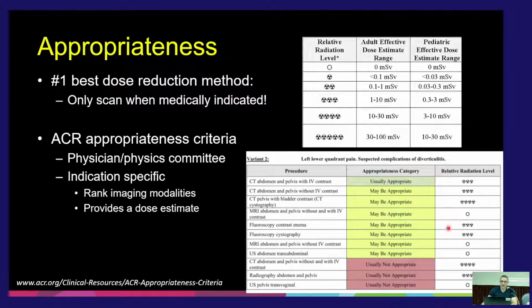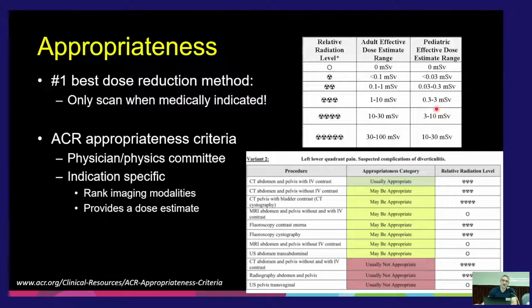And the second thing it will provide is a rough estimate of how much radiation dose this particular procedure would cost the patient. So I sat on this committee for quite a few years, and it was interesting because it took a lot of effort to figure out what we would call low, medium, or high dose. And so you see here, there's just symbols. So in this case, a CT abdomen pelvis with IV contrast was given 3 symbols. So if you come over here, for an adult, 3 symbols means that this scan would be somewhere between 1 to 10 millisieverts for the adult population. If it was a pediatric patient, then it would be somewhere in the 0.3 to 3 millisievert range.